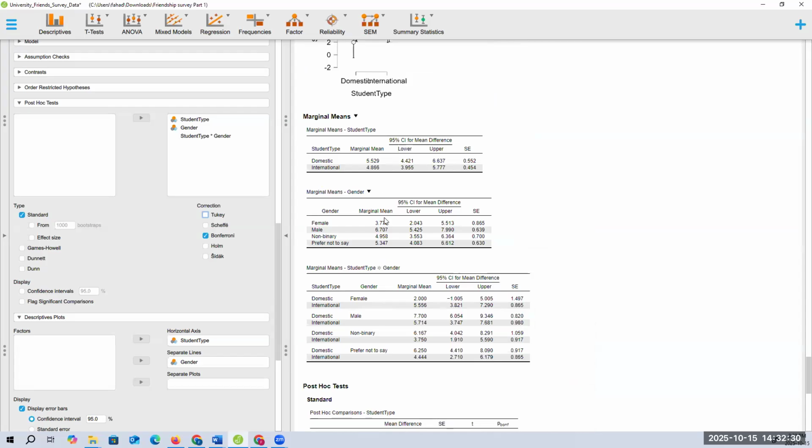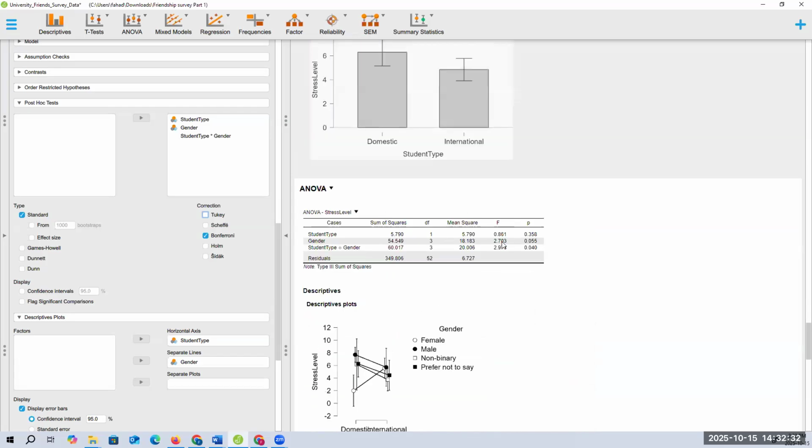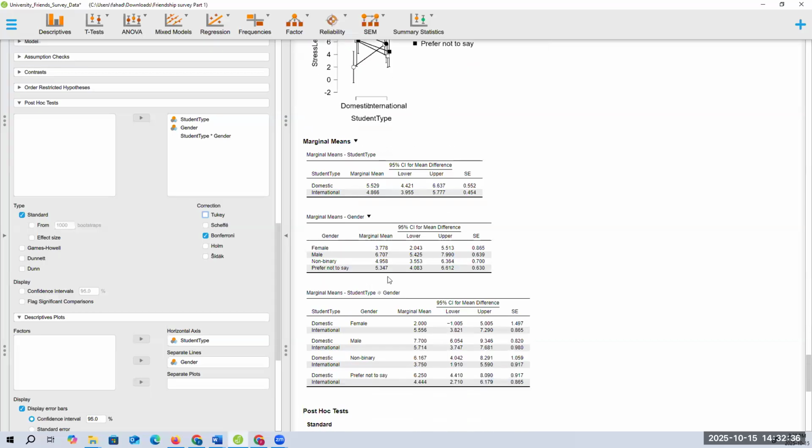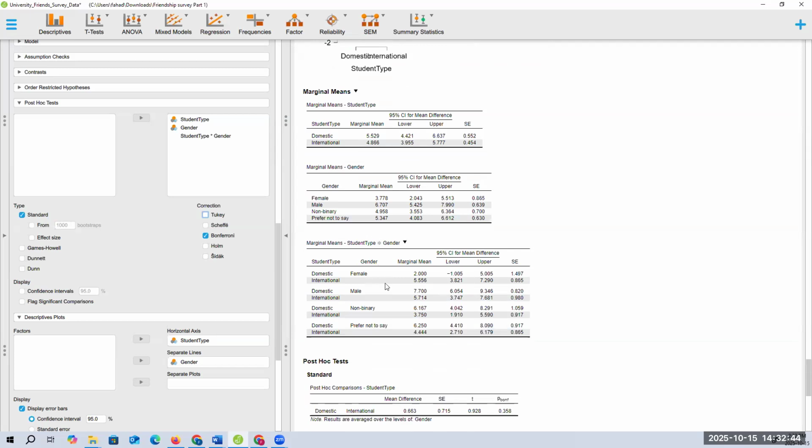So here, student type wasn't significant, and gender was significant. Males, here we can see it. Males seem to be nice. So here I would have to do a post-hoc t-test again. And yeah, 2 point, it's greater. Domestic females higher than international in terms of stress level.